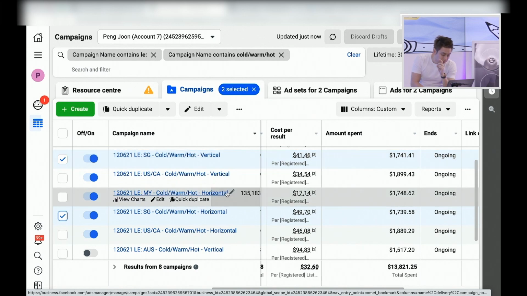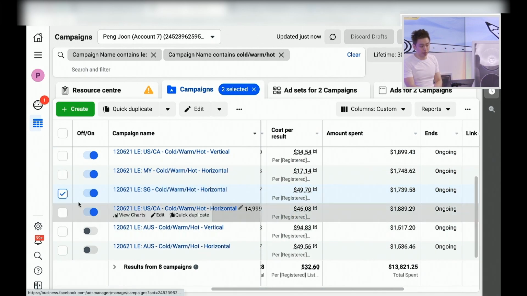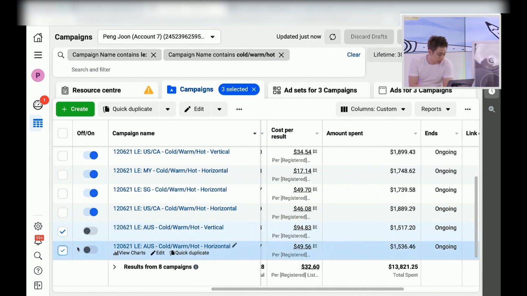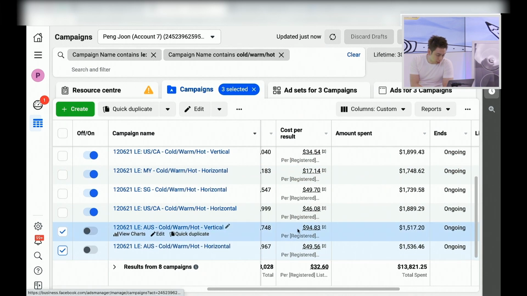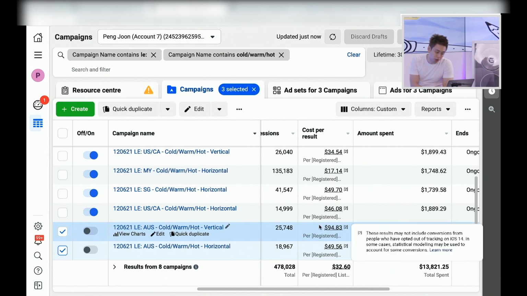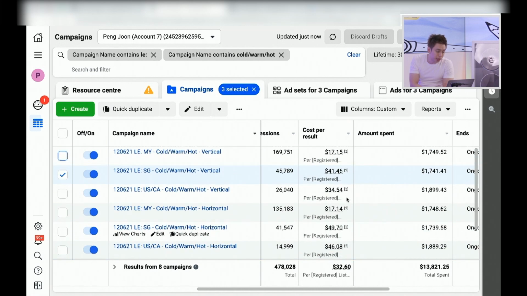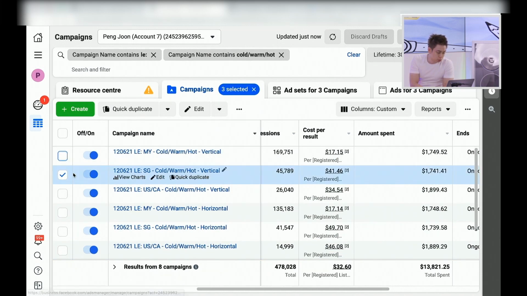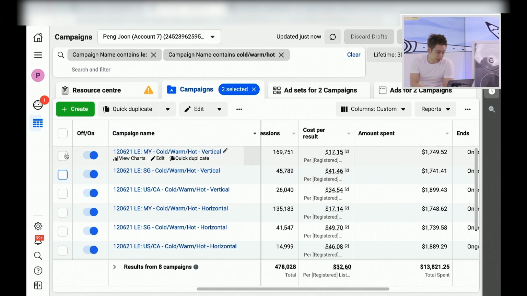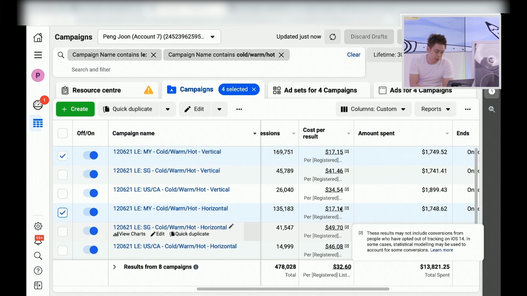Now, there are some where it made an even bigger difference. Let's take a look at this one, okay, Australia. If you take a look at Australia, vertical and horizontal, vertical cost $94, whereas horizontal cost $49. So horizontal in this case was half the amount of vertical. So it is very clear that horizontal's the clear winner. You take a look at Malaysia. Now Malaysia was one of the countries where it didn't make a difference, where they were both pretty much identical. Okay, pretty much the same over here.